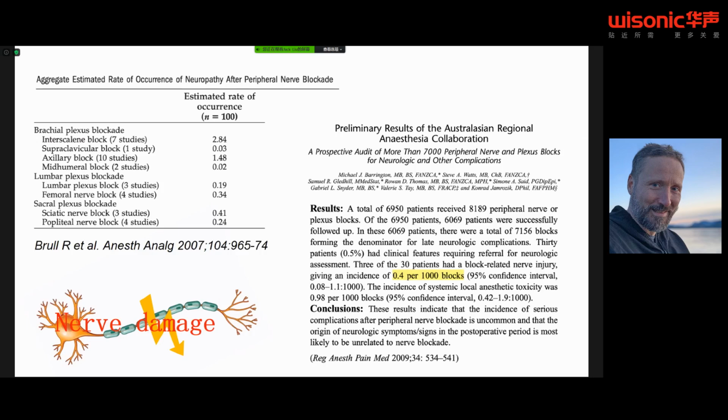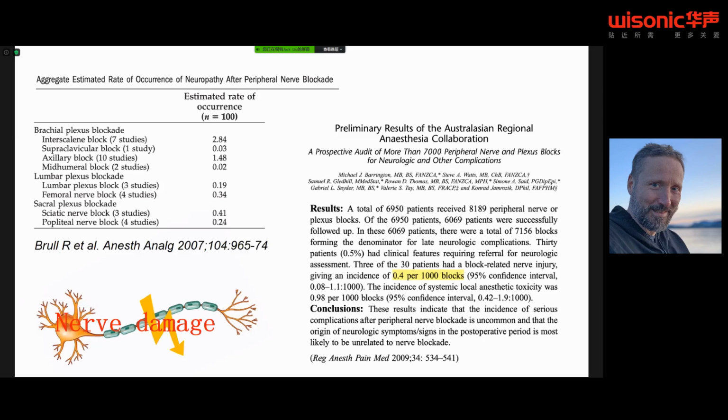Interscalene might have the highest chance for such transient neuropathies, almost 3%, while other nerves, like the peripheral nerves of the brachial plexus, might be more robust, or the sciatic nerve in the popliteal area. It's much harder to harm compared to these proximal nerves in the interscalene region.